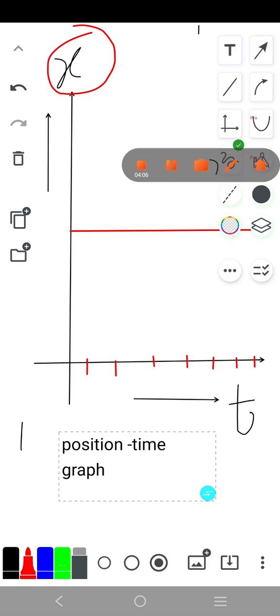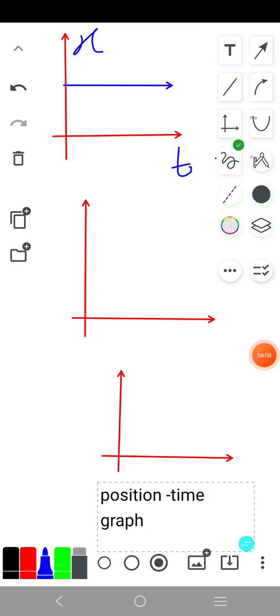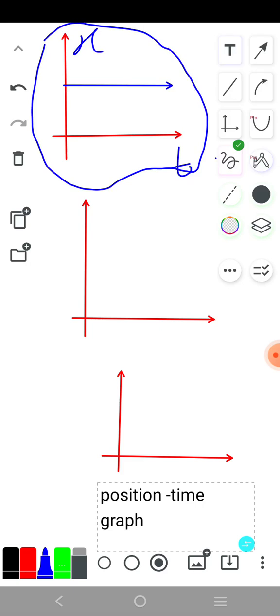Now let's draw another graph. When we draw the position time graph for a stationary object, the graph will be parallel to the time axis. But what if I draw the position time graph for uniform motion? Which kind of motion? Uniform motion. If I draw the position time graph for uniform motion, here the graph will be like that.